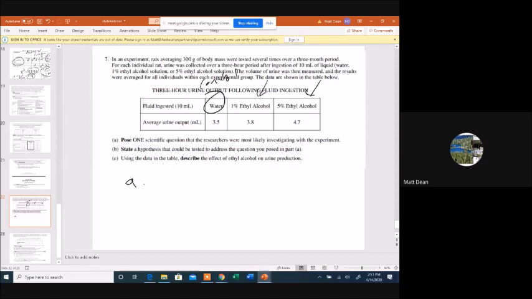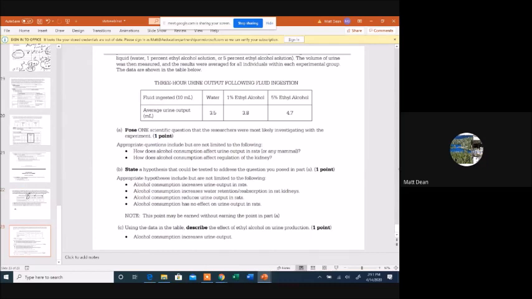So if we look at the rubric, propose one scientific question that researchers were likely investigating. How does alcohol consumption affect urine output in rats? Or how does alcohol consumption affect regulation of the kidney? Either one of those is okay. 1 point was awarded for that.